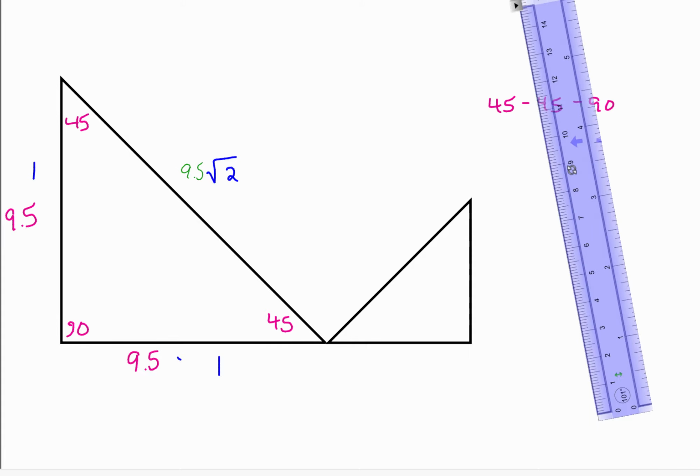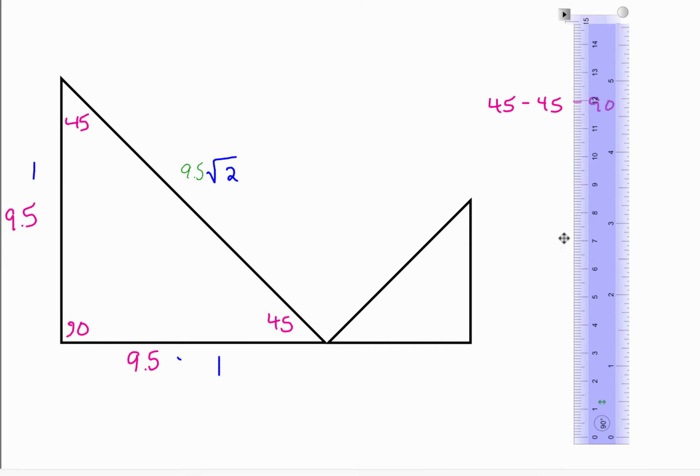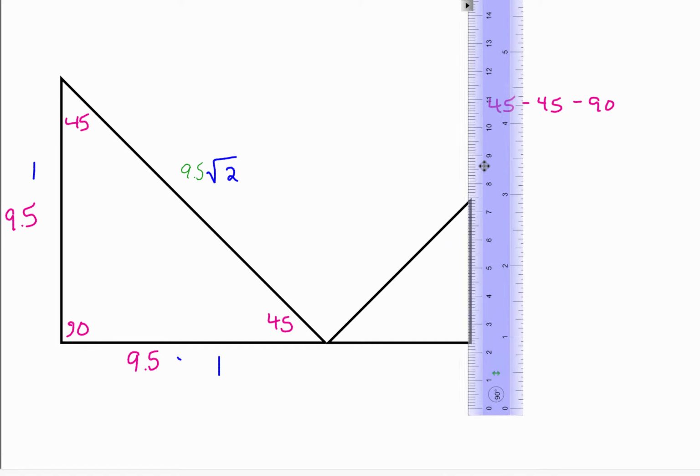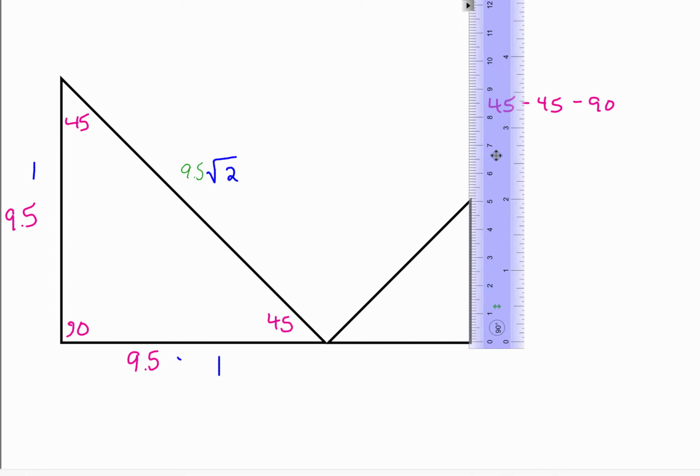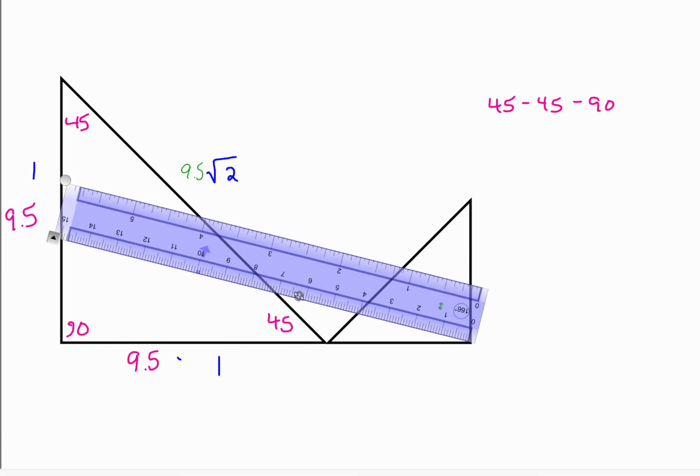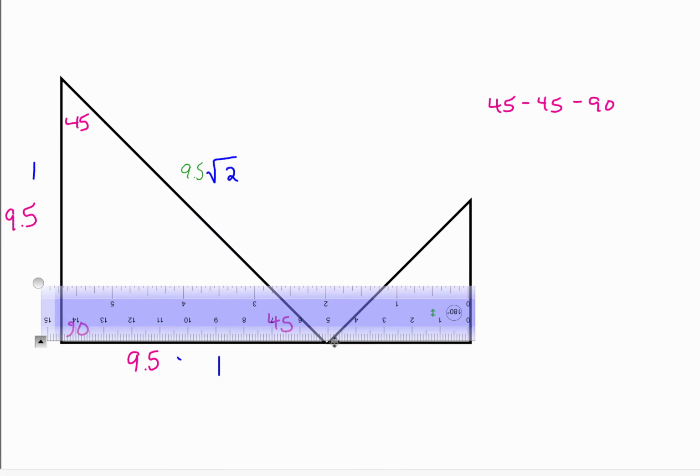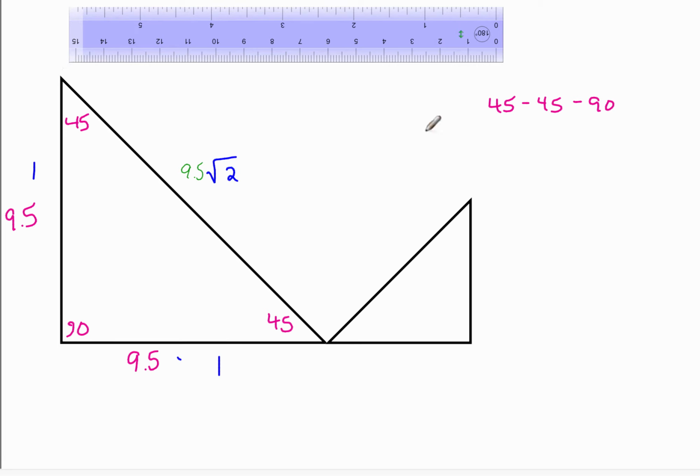Likewise, this 45, 45, 90 triangle, if I measure their sides right here, let's see, this is about 5. So that means if I measure this one, it is also 5. And again, since it's a 45, 45, 90, this is 5, this is 5, we know that this is 5 radical 2.